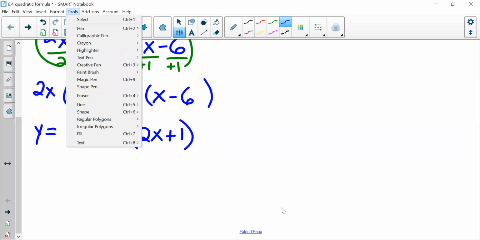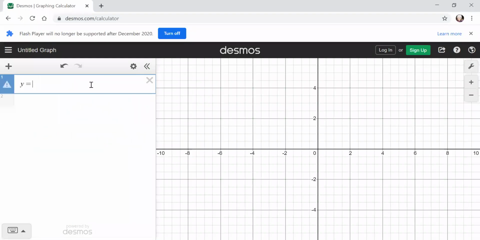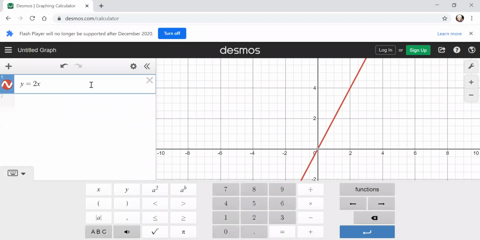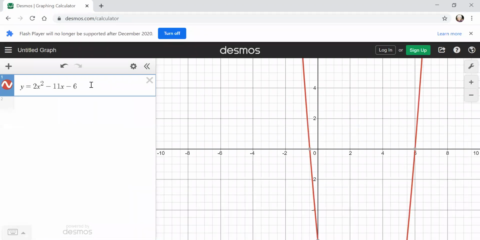So I'm going to just hop over to Desmos, which I don't have open yet. Hold on one second. Okay, I'm going to put in your original equation. Y equals 2x squared. And we're going to focus on the x-intercepts. So this and that.